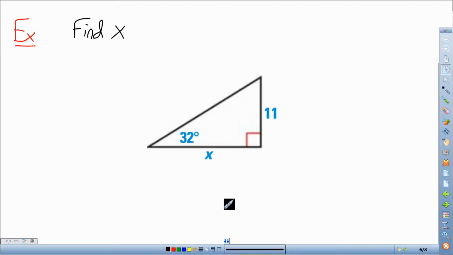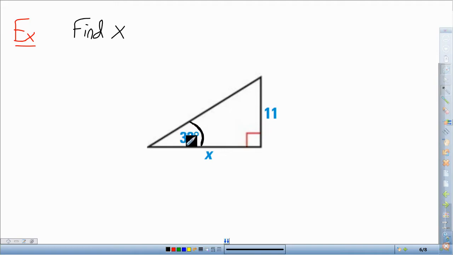Okay, so let's try another one here where it's asking us to, again, find a missing side length, find x. Go ahead and copy this. Okay, so same type of problem. Let me just kind of break it down. Here's the angle that we are given. So that's what we're going to use.